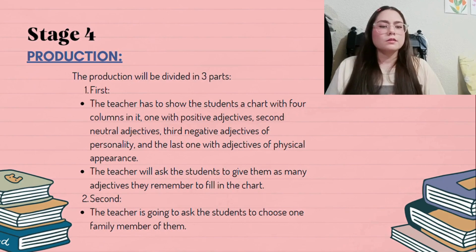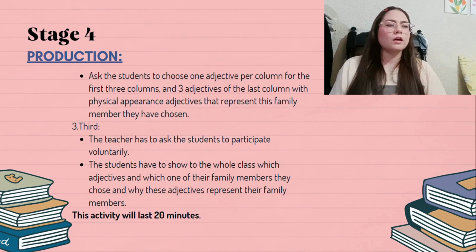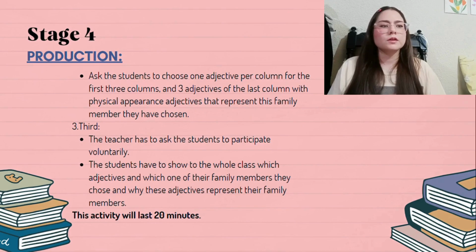In the second part, the teacher is going to ask the students to choose one of their family members and to choose one adjective per column for the first 3 columns and 3 adjectives of the last column with physical appearance adjectives that represent this family member they have chosen.